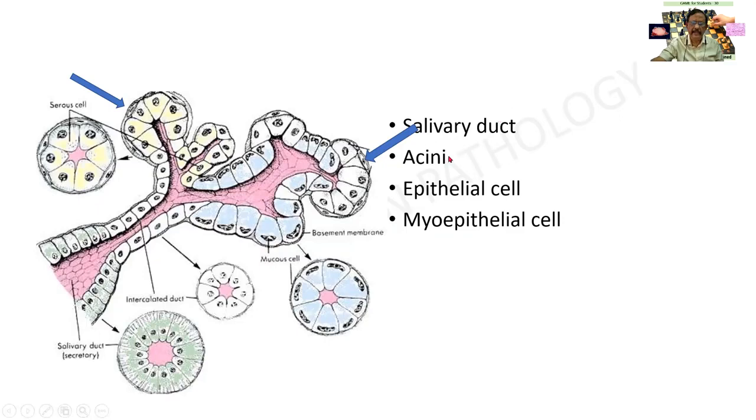And these are the cells, the epithelial cells and the myoepithelial cells. I repeat, epithelial cell and myoepithelial cell. This is the epithelium. And here I am finding spindle-shaped cells which are used for contraction. That is the myoepithelium. Please remember this alone.